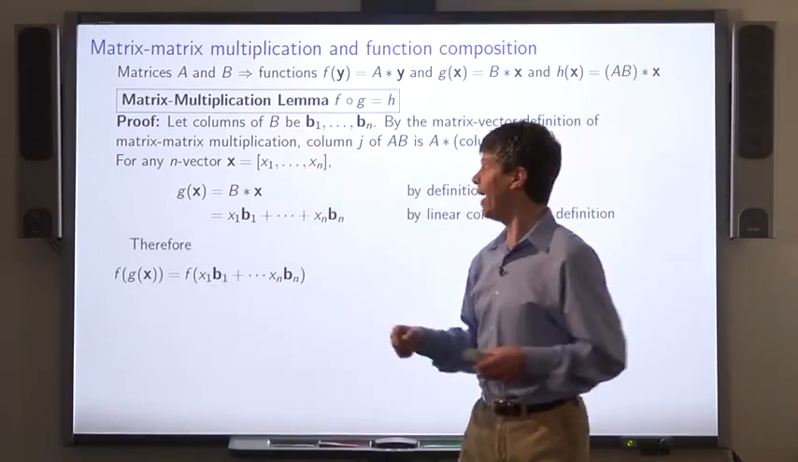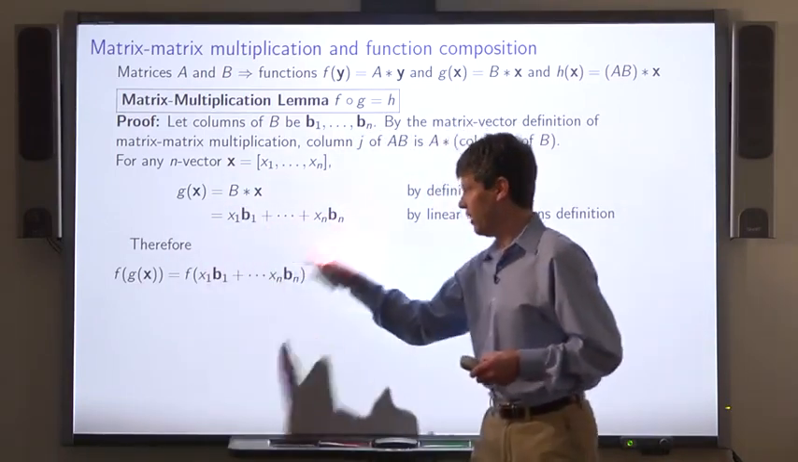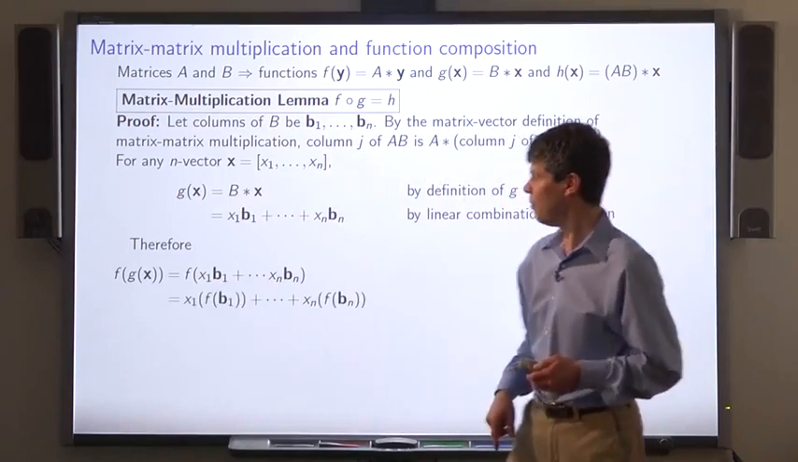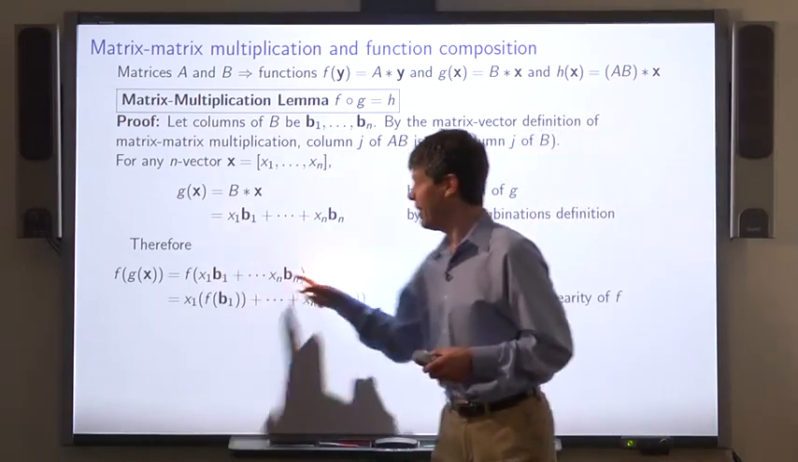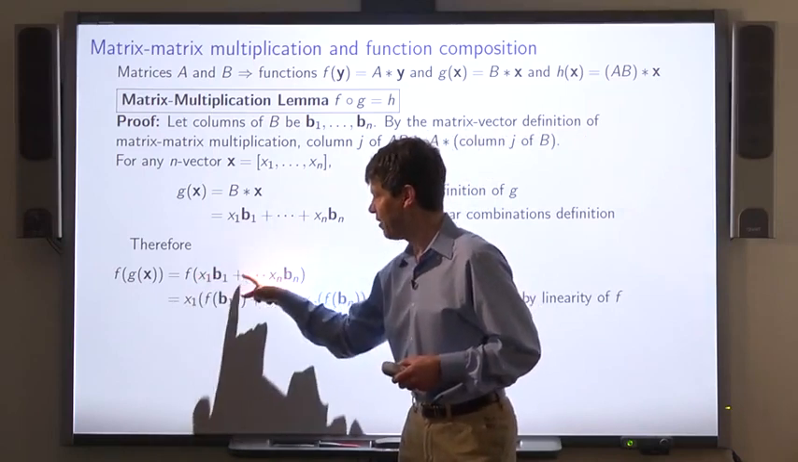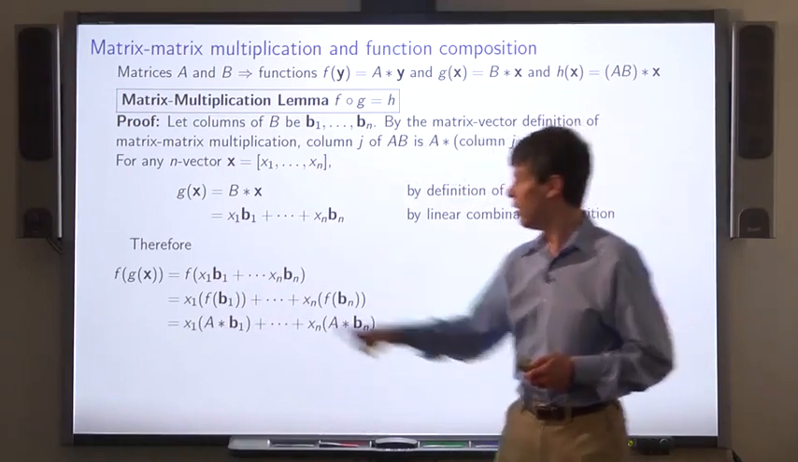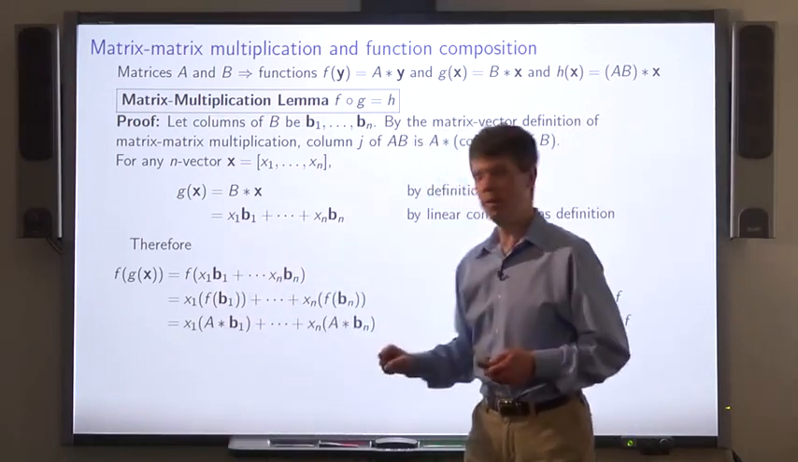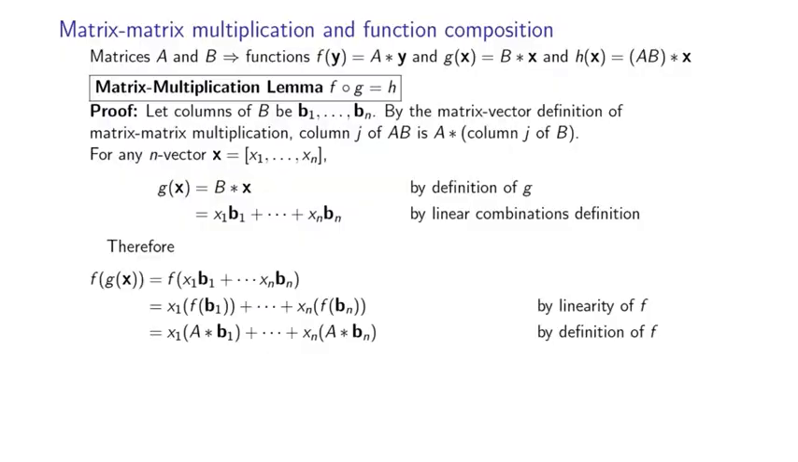Now let's apply f to g of x. f of g of x is f of this linear combination. Using the properties of linear functions, we can replace this by this. We basically move the function in, move the coefficients and the sums out. And now, using the definition of f, we can replace f of b1 by A times b1, f of bn by A times bn.